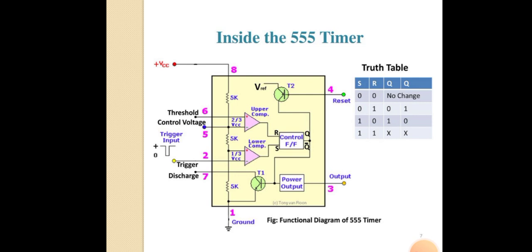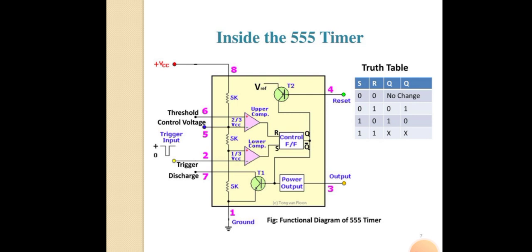The flip-flop is a bistable device. Here an RS flip-flop is used. It generates two values, a high value equal to VCC and a low value equal to 0 volts. When the threshold comparator saturates, the flip-flop is reset and outputs a low signal at pin 3. When the trigger comparator saturates, the flip-flop is set and outputs a high signal at pin 3.